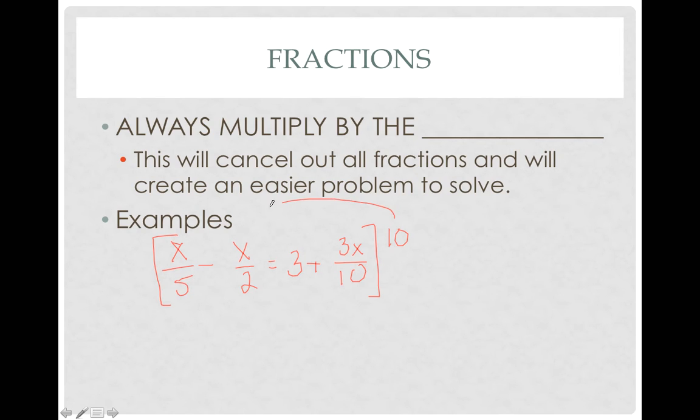If I multiply by that first one, I'm going to get 10 divided by 5, which is 2. So the 5 cancels, leaves a 2 times the x. Here to the second one, the 2 cancels with the 10 to make it a 5, so I get a 5 times the x. I'm going to come right here and say 10 times 3, which is 30, plus the 10 times the other fraction there, the 10s cancel, I'm left with a 3x.